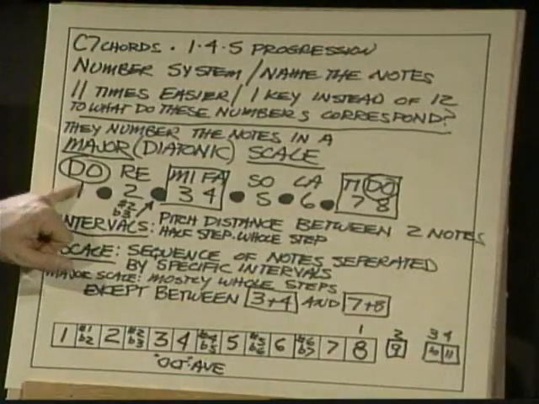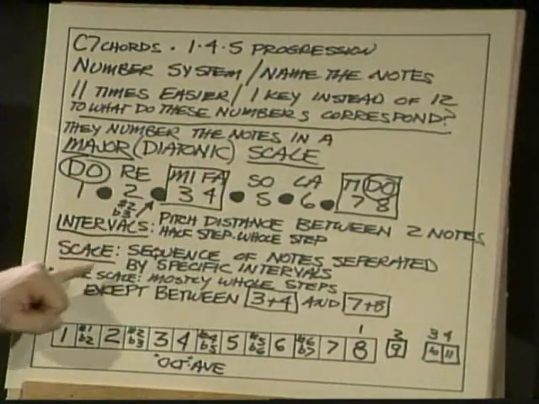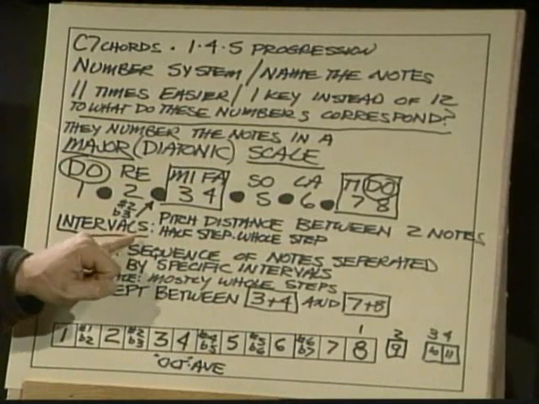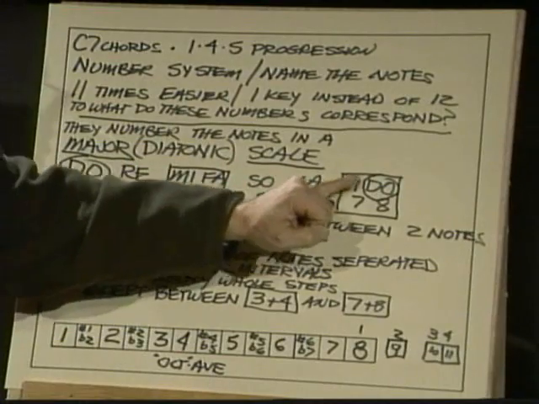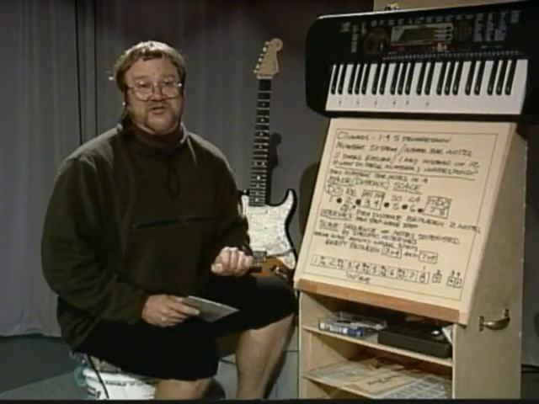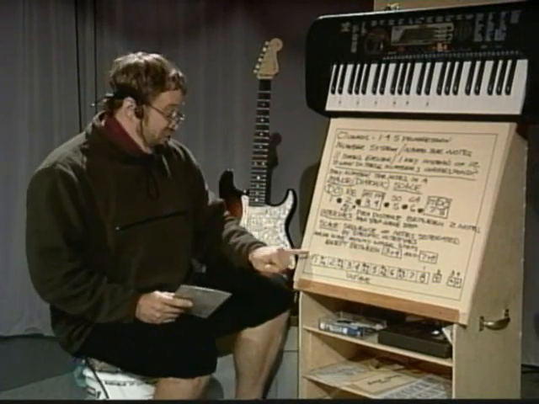The musical number system is based on the major diatonic scale, which, like any other scale, is a particular sequence of intervals. It goes whole, whole, half, whole, whole, whole, half. Or in other words, mostly whole steps except between the 3rd and 4th note and the 7th and 8th note. And that's how the musical number system works.